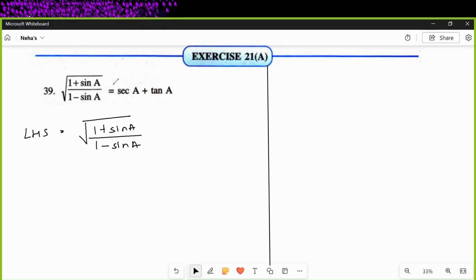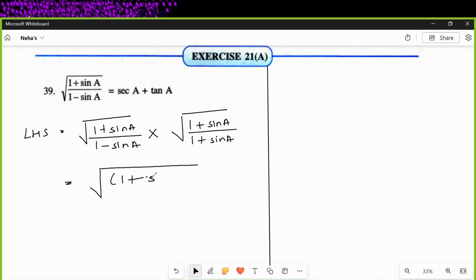The left hand side of question number 39 is equal to square root of (1 plus sine A) divided by (1 minus sine A). Here we will multiply both the numerator and denominator by (1 plus sine A) in the under root form. Now the numerator will become (1 plus sine A) whole square, and the denominator is of the form (a minus b) into (a plus b), which will give us the answer as a² minus b², and that is equal to 1 minus sine²A.